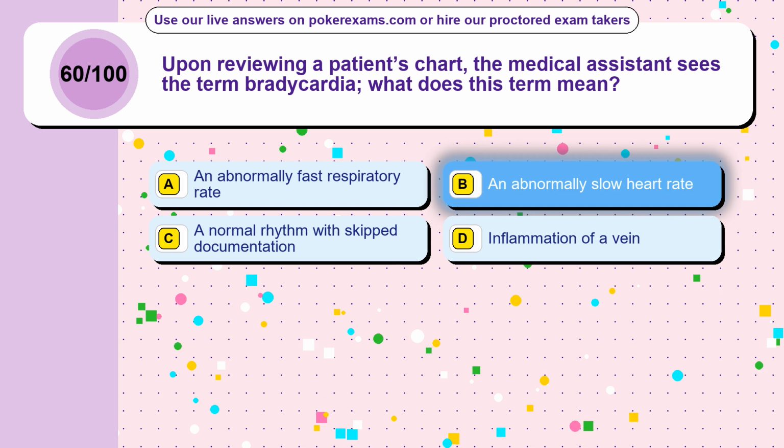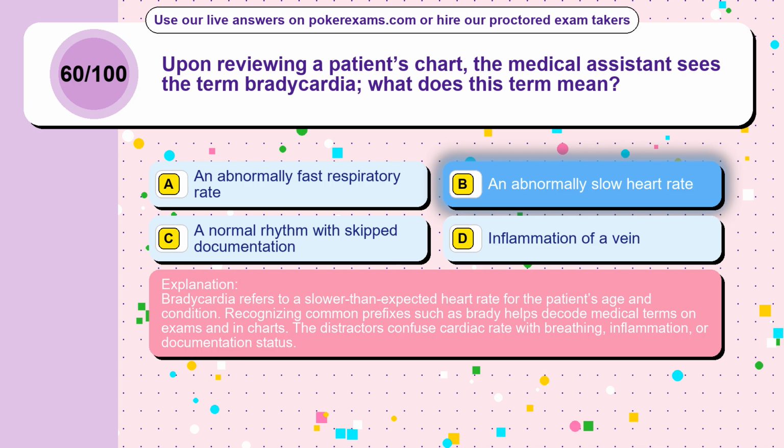The correct answer is option B. An abnormally slow heart rate. Bradycardia refers to a slower than expected heart rate for the patient's age and condition. Recognizing common prefixes such as Brady helps decode medical terms on exams and in charts. The distractors confuse cardiac rate with breathing, inflammation, or documentation status.